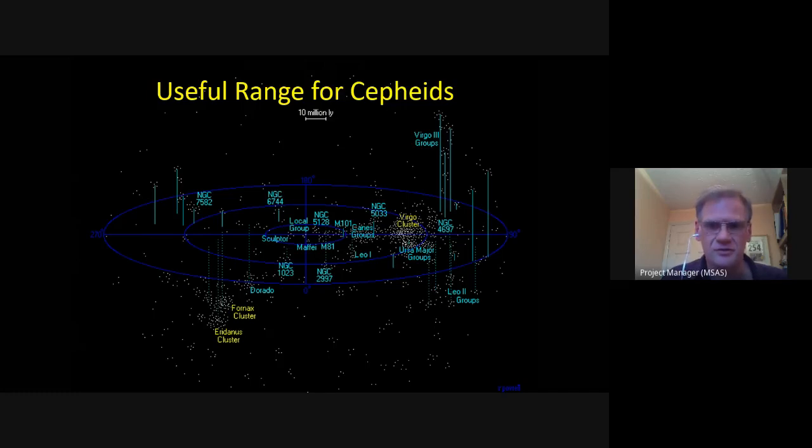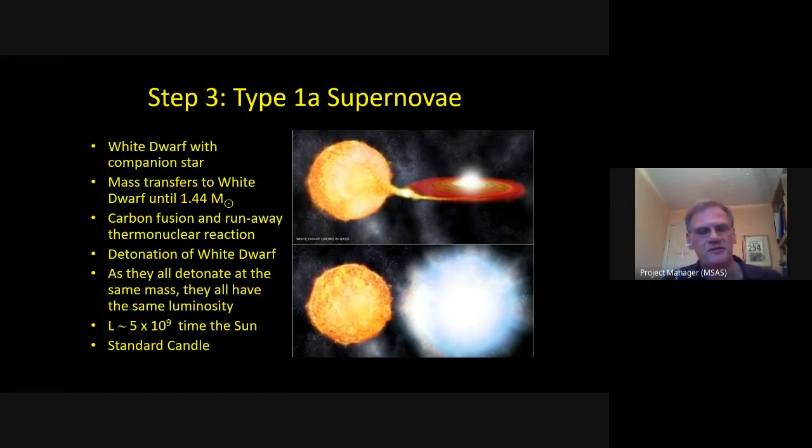So you can see out to the Virgo cluster and things like that. Next step, because you run out of brightness on Cepheids, is using type 1 supernova. Now, what they are is a white dwarf with a companion star. So you get a white dwarf when a star the sort of size of our sun or a few times larger than our sun dies and leaves the remnant core behind called a white dwarf.